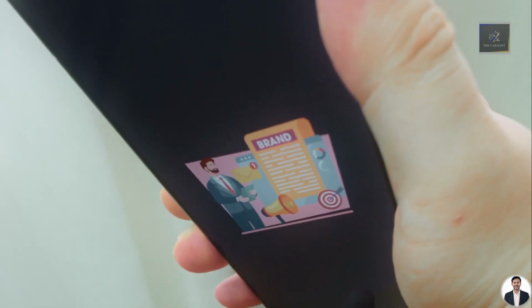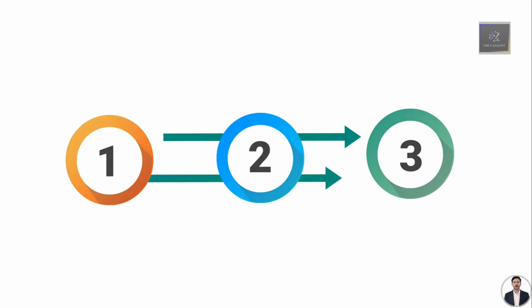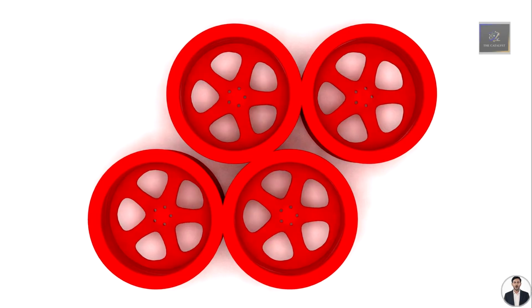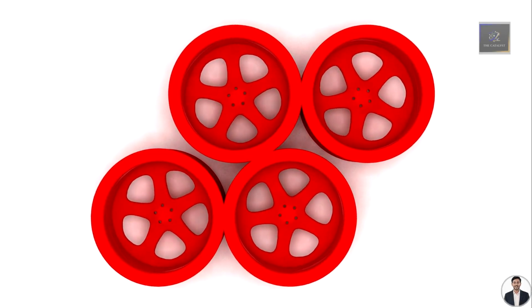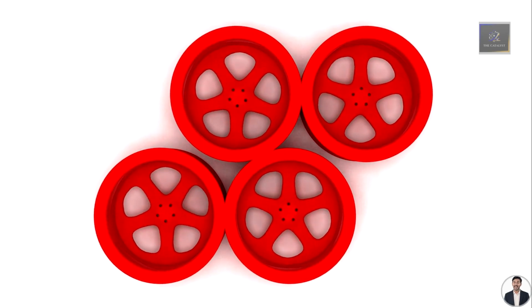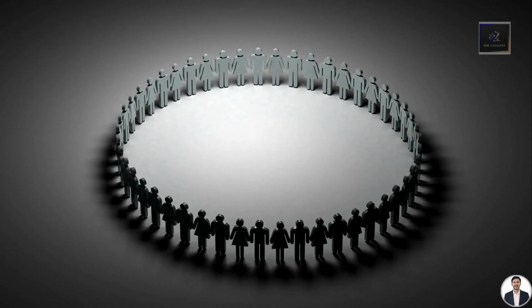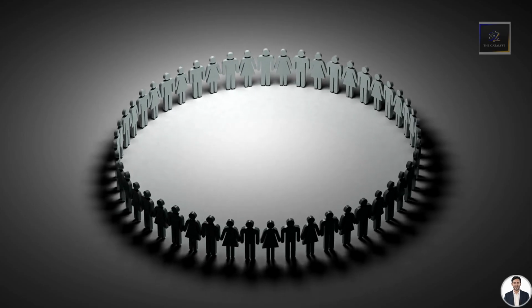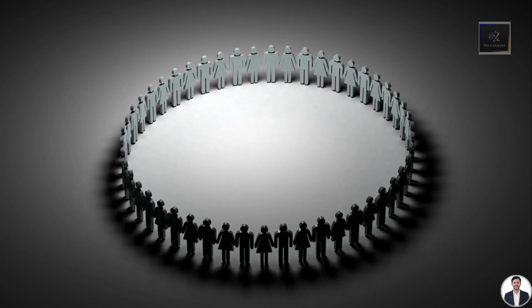Welcome back to the Catalyst. This is episode 3, the 9-box model. One of the most practical talent management tools available to any team leader. By the end of this episode, you will have a completely different way of seeing the people on your team.